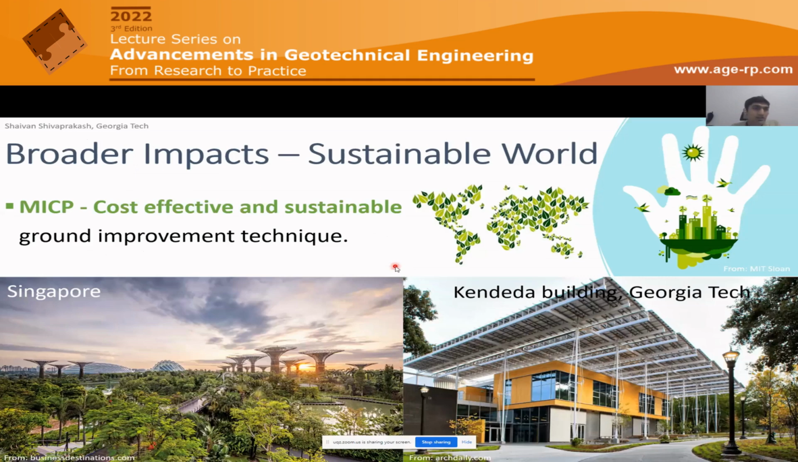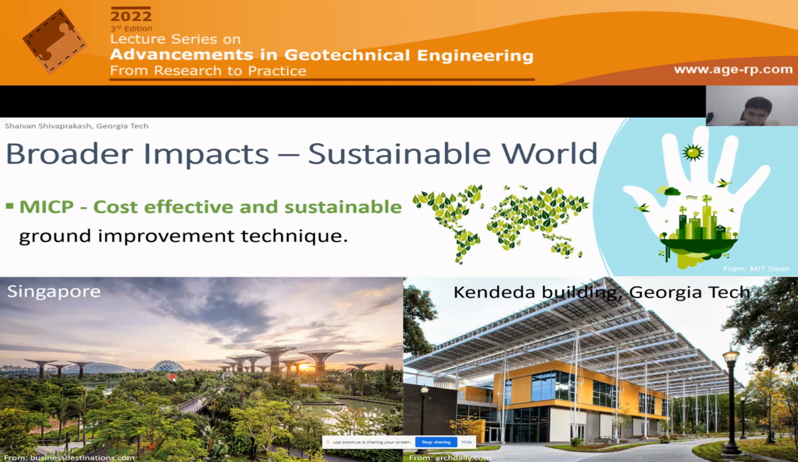To finally conclude with broader impacts, when we think about MICP in our research group, we want it to be a cost-effective and sustainable ground improvement technique. If we look at the 2 images below, especially that of Singapore, Singapore is inarguably one of the most developed cities in the world. They have adopted a biophilic design for their city. The people are much happier. The city is much greener.